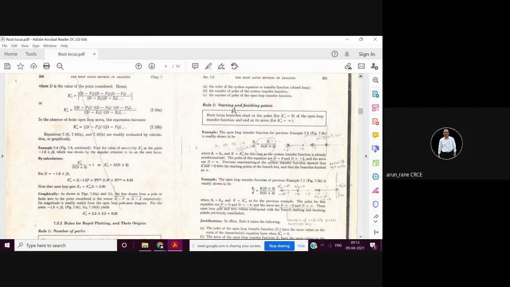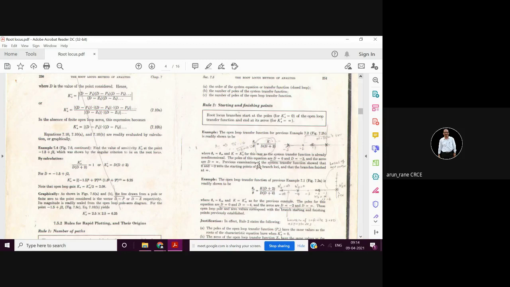Now the second rule, starting and finishing points. This is called the root locus branch. One branch, second branch. What is said? The root locus branch starts at the poles of the open loop transfer function and ends at the zeros. So it starts at the pole and ends at the zero. Here it starts at the pole, ends at the zero.